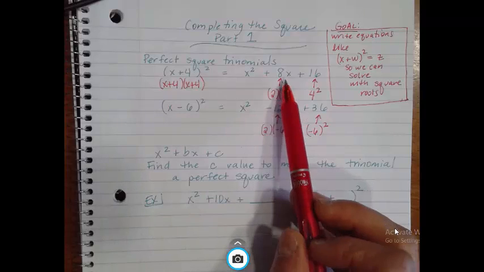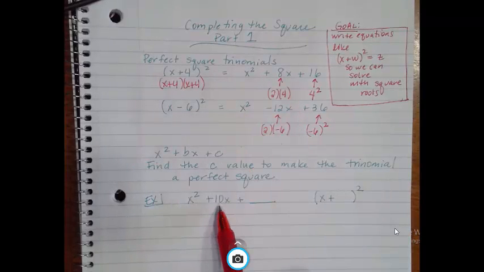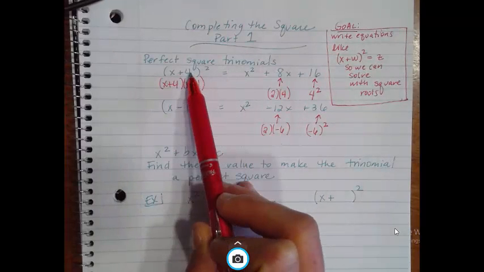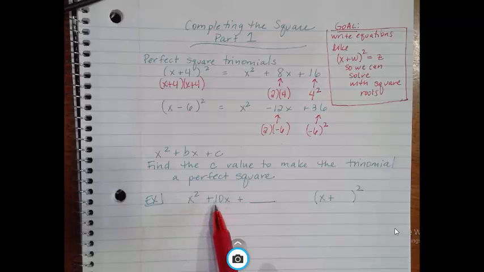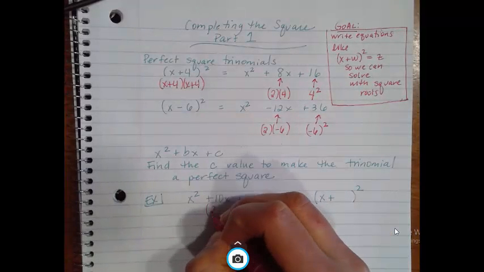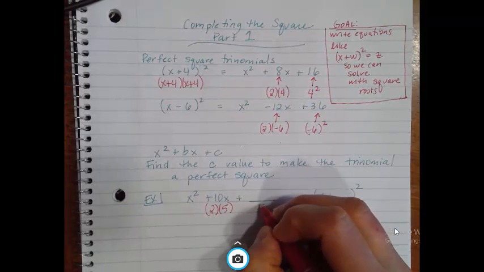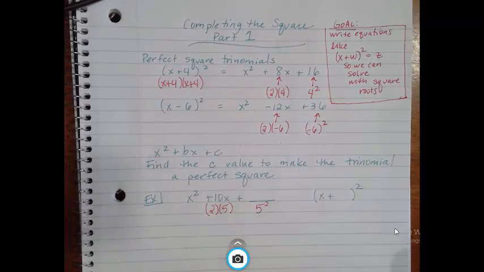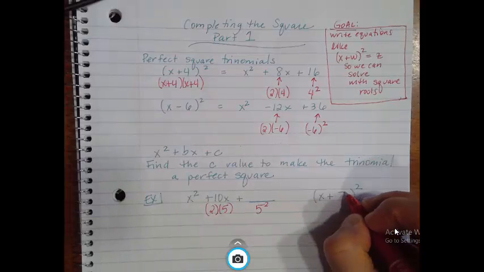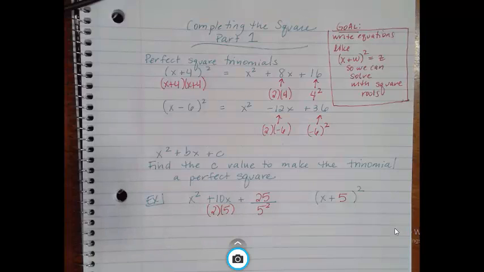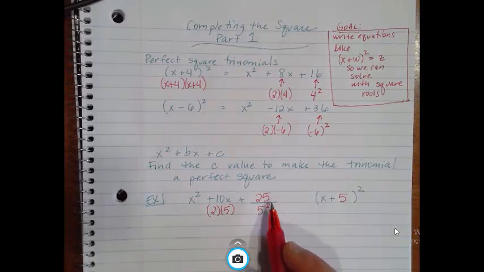Well, look up here again. This middle term, the b, is double that 4. Right here, the 8 was double the 4. So this 10 must be double what? Well, this must be 2 times 5. Well, then, if we continue the pattern like we had up here, what goes here must be 5 squared. So this is going to be x plus 5 squared, and this must be a 25. So the thing that we're looking for is a 25.